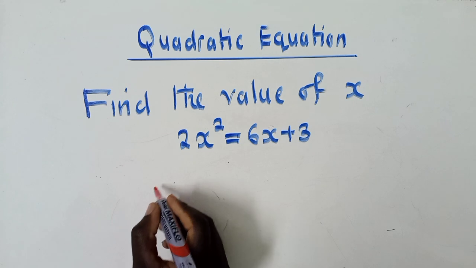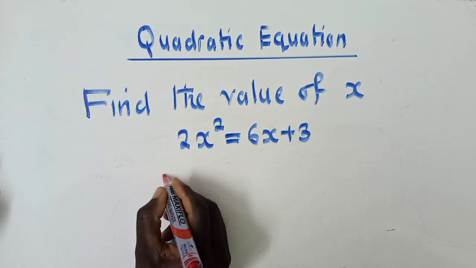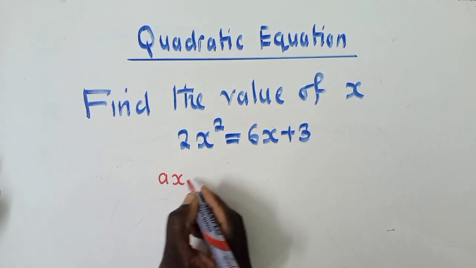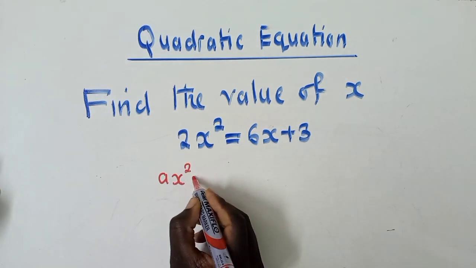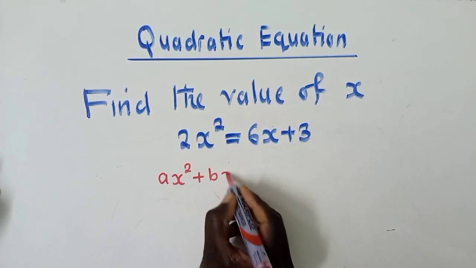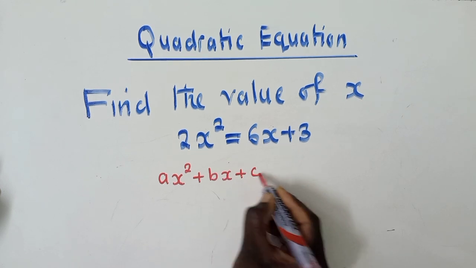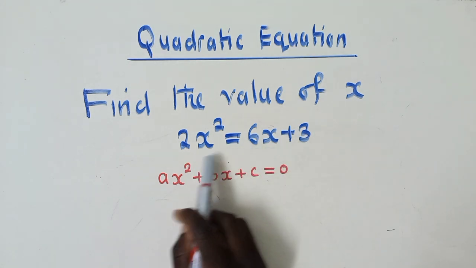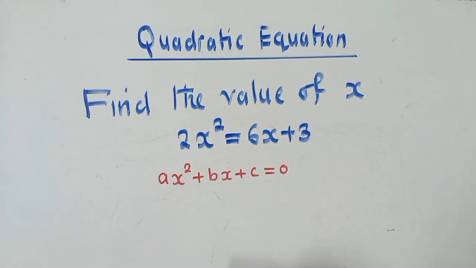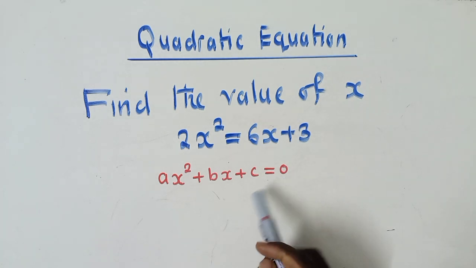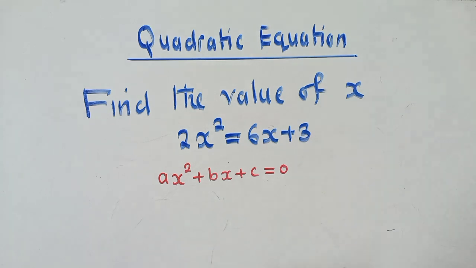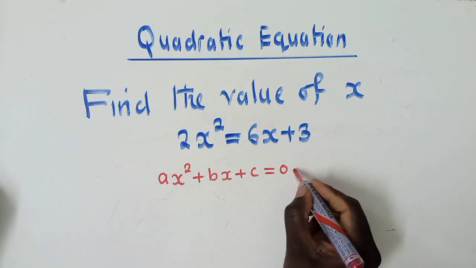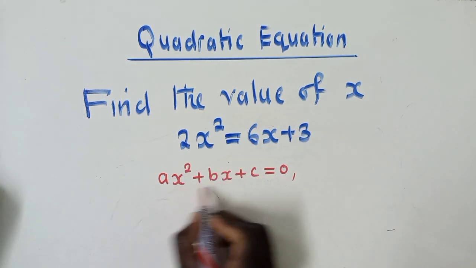The standard form looks like this: ax power 2 plus bx plus c is equal to 0. This is the standard form of the quadratic equation. But if you can see nicely the way it looks, it's not in standard form. We need to have a 0 on one side of the equation. So we're going to write it in this form.